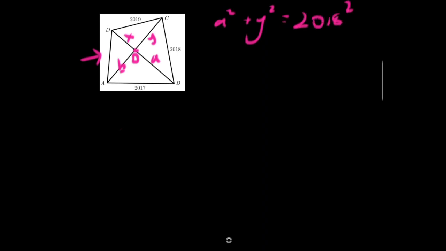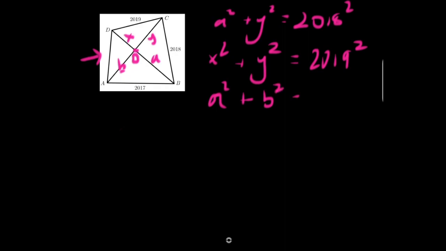Then we can do the same thing with the other triangles. We see triangle COD, which is X squared plus Y squared equals 2019 squared, which is the hypotenuse of that triangle. And one more triangle that we're given is triangle AOB, and we can see that the Pythagorean theorem there is A squared plus B squared equals 2017 squared.